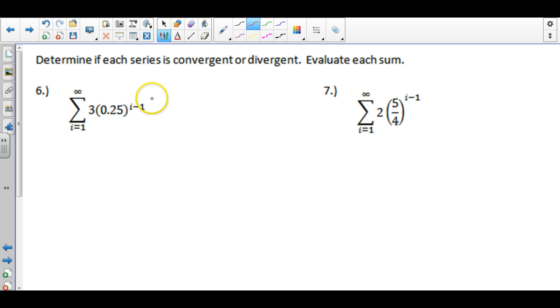So the part with convergent or divergent, I'll make a little note at the top. If your common ratio is greater than 1, it means that the numbers are going to keep growing larger and larger and larger, meaning they're going to move away from 0. So that would be divergent.